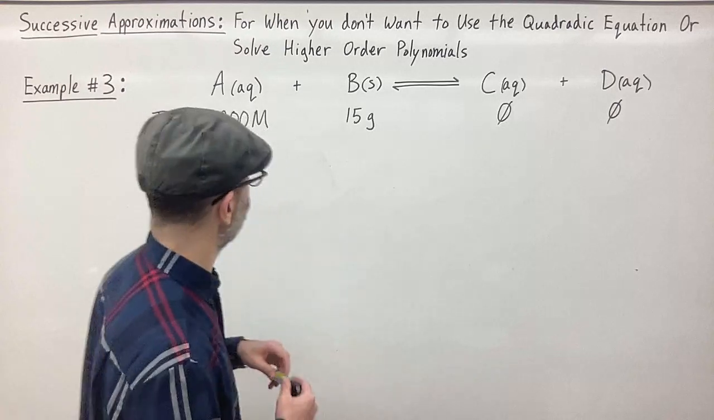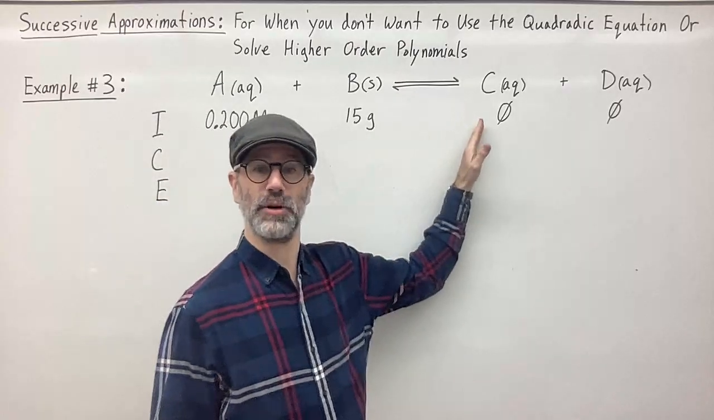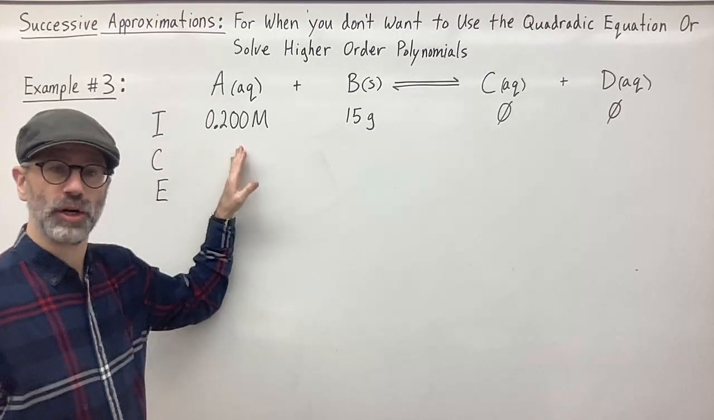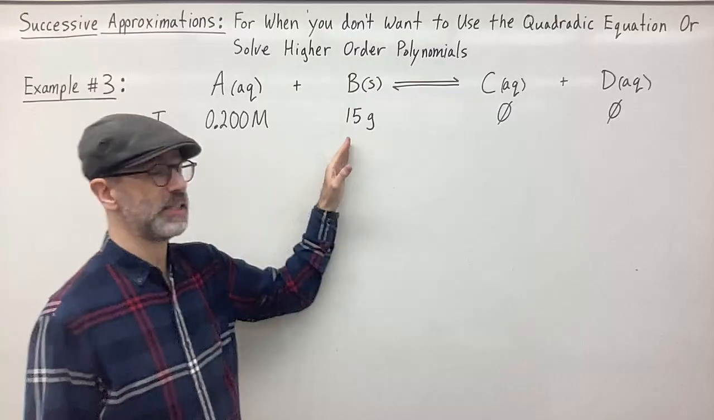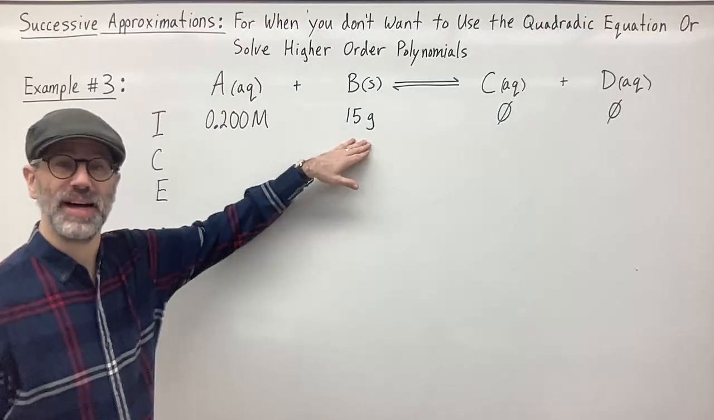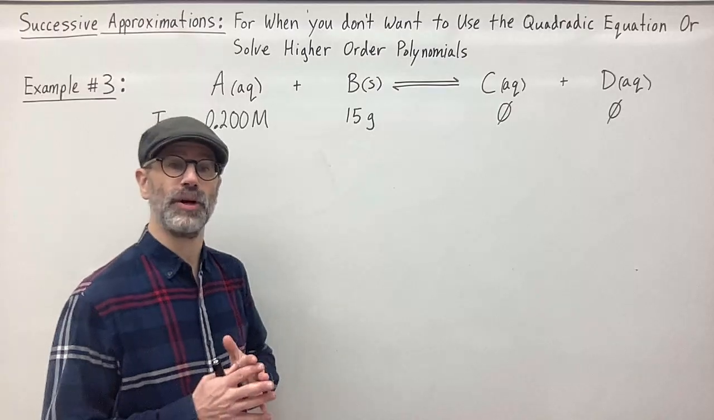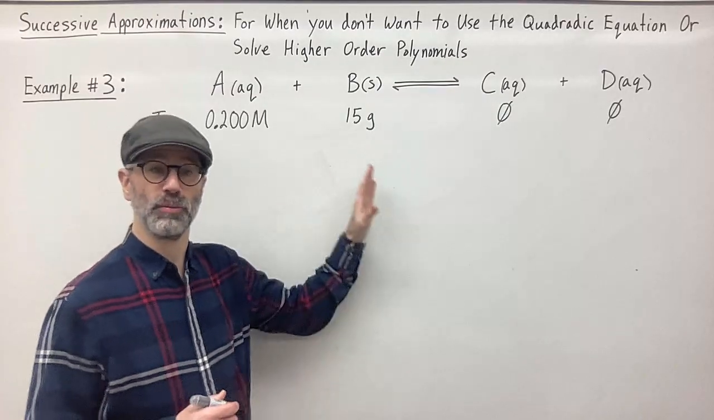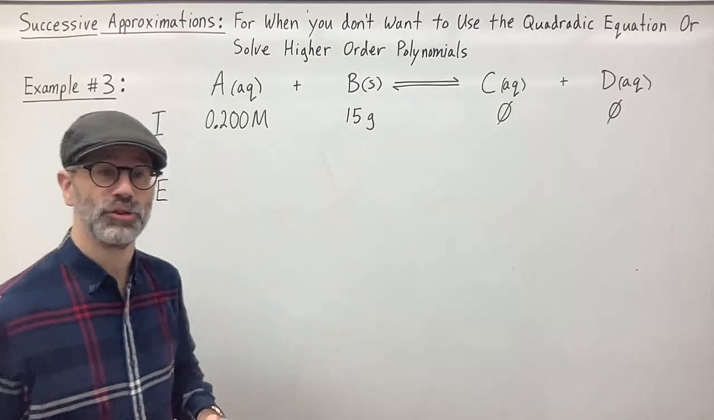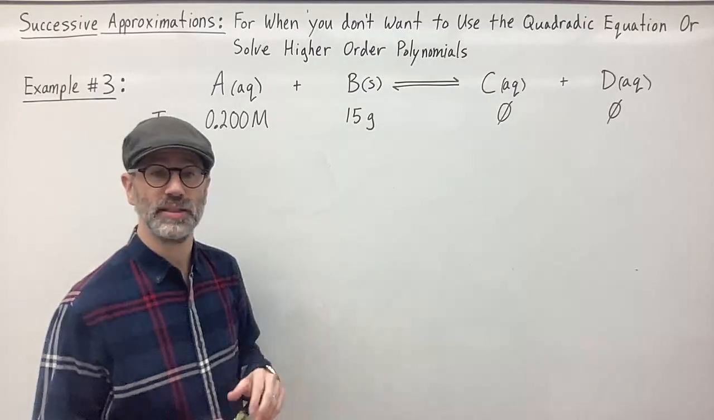So you'll see here that we start off with A aqueous plus B solid gives us C aqueous and D aqueous. And we start off with 0.200 molar of the A, and we have 15 grams of the B. Notice that B is solid, so therefore it will not end up in our expression of our equilibrium constant. Just remember that solids and liquids do not end up in the equilibrium constant expression.